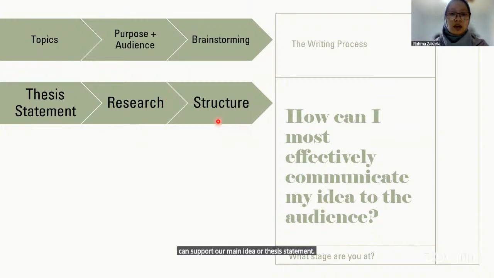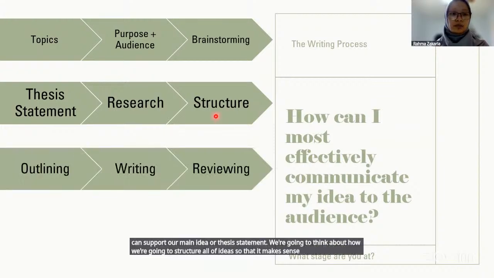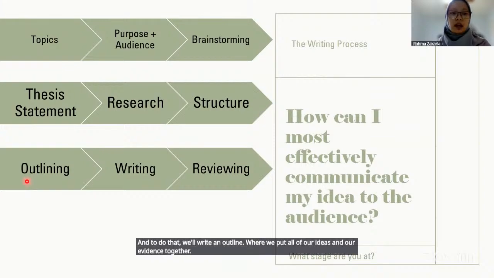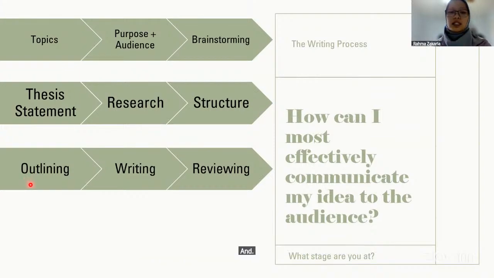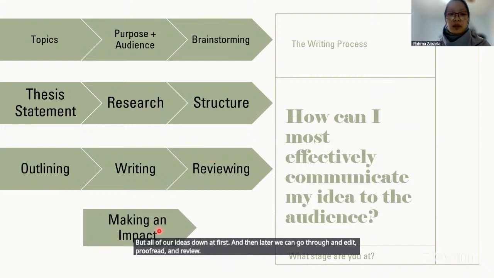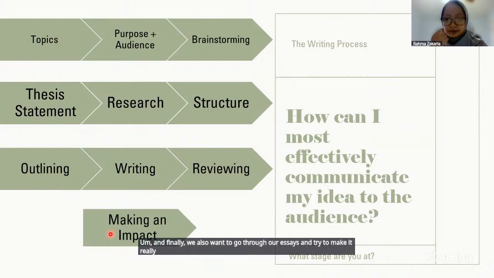We're going to think about how we're going to structure all of our ideas so that it makes sense for somebody reading it. And to do that, we'll write an outline where we put all of our ideas and our evidence together and organized in a way that makes sense. And finally, we can start writing. So here is where we'll start writing our essay, put all of our ideas down at first, and then later we can go through and edit, proofread, and review. And finally, we also want to go through our essays and try to make it really shine and stand out.